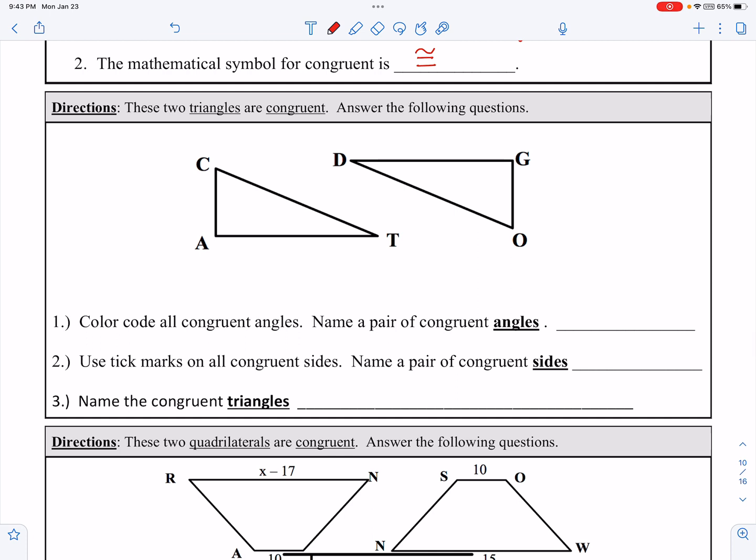So the first thing that we're going to do is start at our 90-degree angle. You're going to represent an angle by doing an arc like this. So I'm going to find both of those 90-degree angles and represent that arc right there. Let's color code them. We'll just have them be red. Okay, and we'll name a pair. So what you would say is angle A is congruent to angle G.